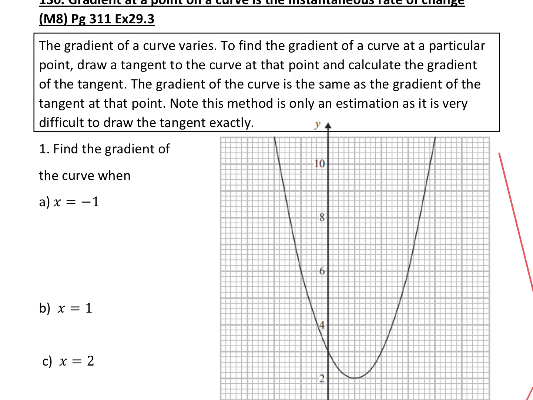To find the gradient of a curve at a particular point, draw a tangent to the curve at that point and calculate the gradient of the tangent. The gradient of the curve is the same as the gradient of the tangent at that point. That's a key, well, it's essential in this topic. It's basically what the topic is. The gradient of the curve is equal to the gradient of the tangent at that point.